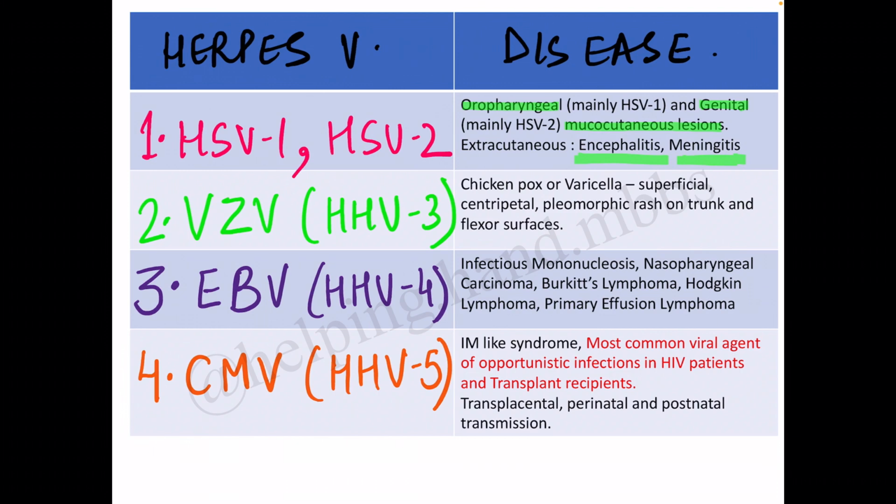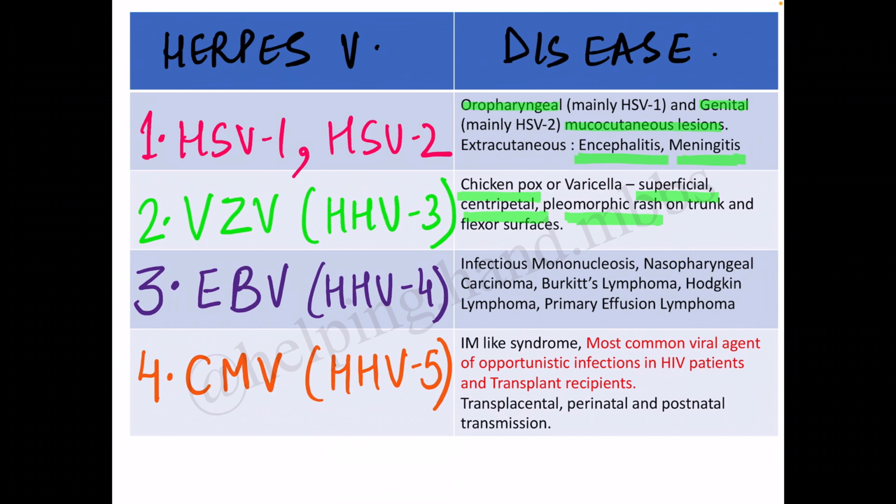Number 2 is the varicella zoster virus, which is the HHV3. It causes the infamous chickenpox, which we commonly see in children. Please try to understand the description that I have written here. You need to compare it with the smallpox, which is in the next slide. So there is a superficial centripetal rash, that is, it travels from periphery to the center. Centripetal pleomorphic rash on the trunk and flexors. What do you mean by pleomorphic?